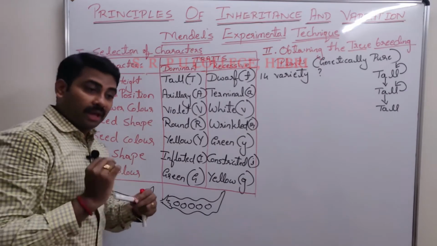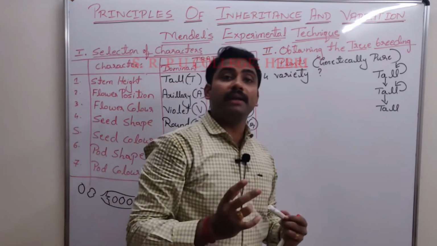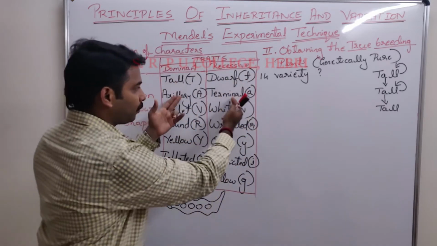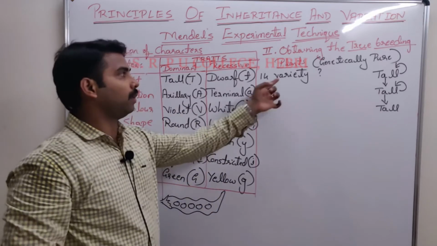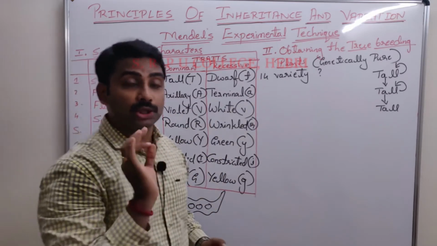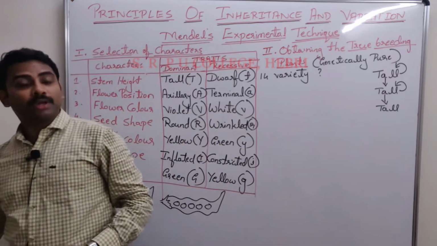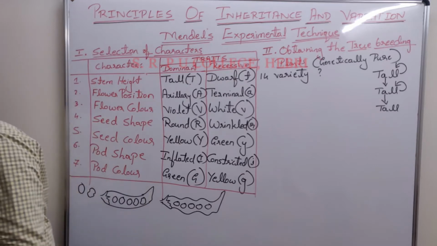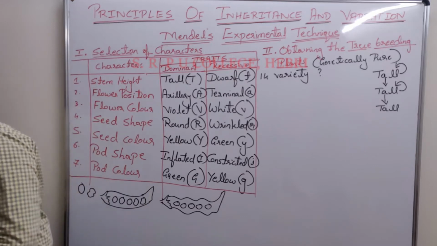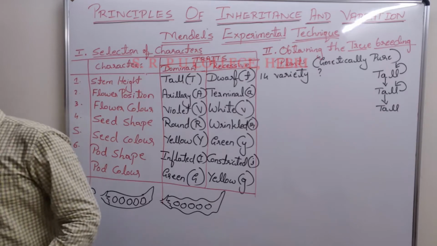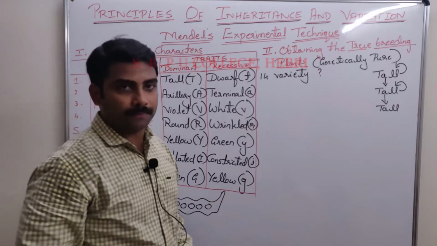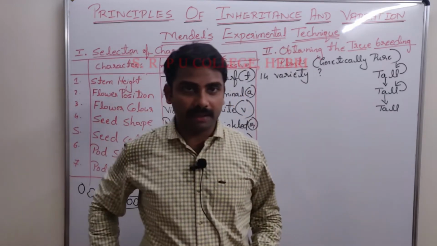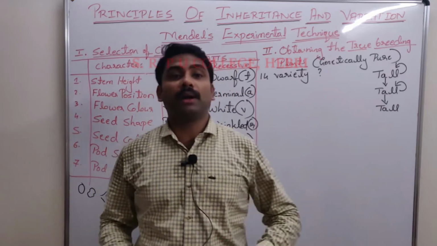1 mark question, in the garden of Mendel, how many true breeding variety plants were there? Your answer is very simple. For each trait true breeding means, what is your answer? 14 varieties of true breeding plants were present. Write down. Number 2, obtaining the true breeding plants. In that, write down. True breeding plants are those plants. Underline true breeding plant. Mark it as a very important 1 mark question.